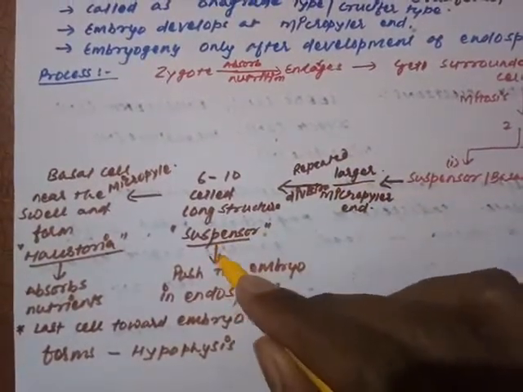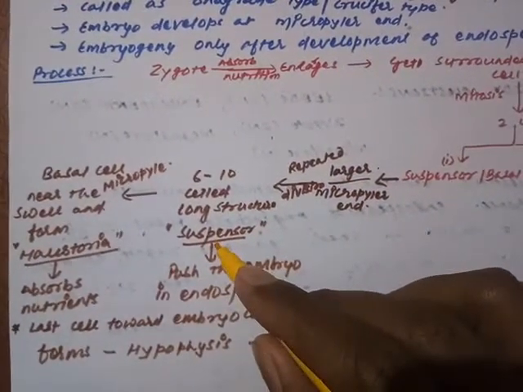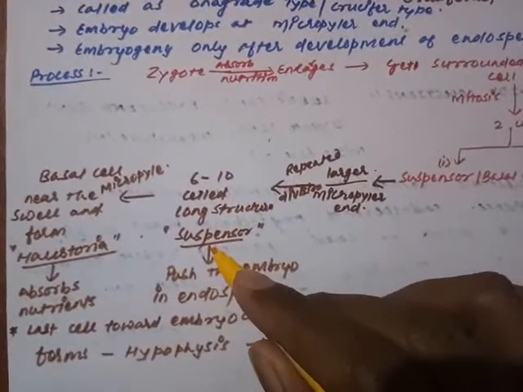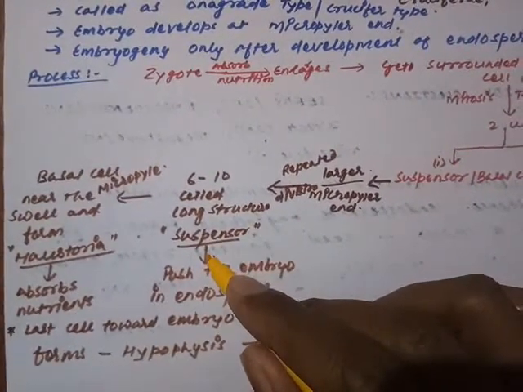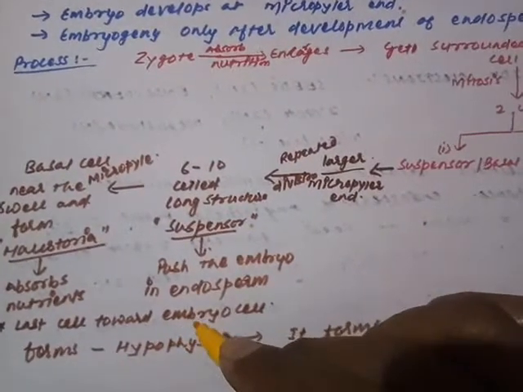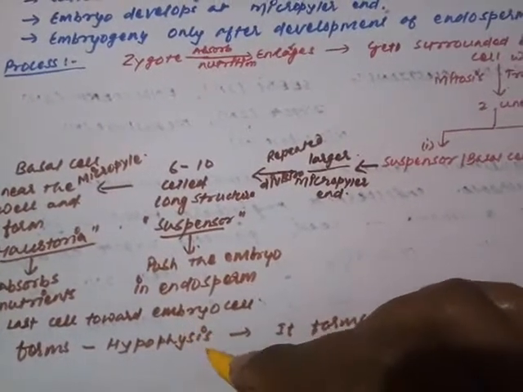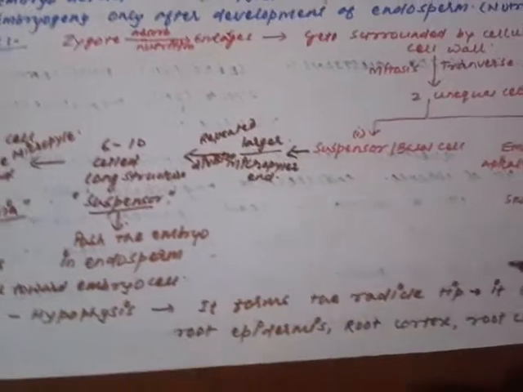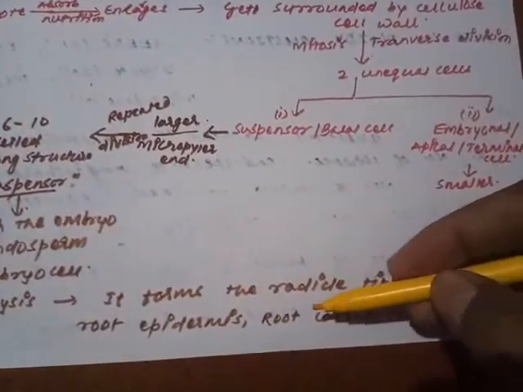And finally the last cell lying toward the micropylar end enlarges in size, swells up and forms the haustorium. Finally the last one, lying toward the embryonal cell, forms the hypophysis, and it is responsible for the formation of root epidermis, root cortex and root cap.